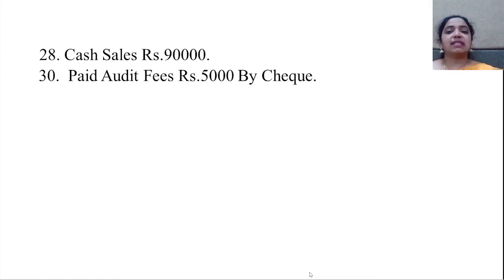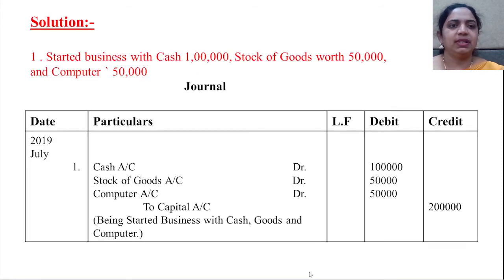Okay, so let's start doing these transactions one by one in proper sequence. First we will read the transaction and then we will see the journal entry for it. This is transaction number 1. As you all know, I have just read out all the transactions. Now we will see each transaction's journal entry in detail. So the first transaction is July 1, 2019, started business with cash rupees 1 lakh.